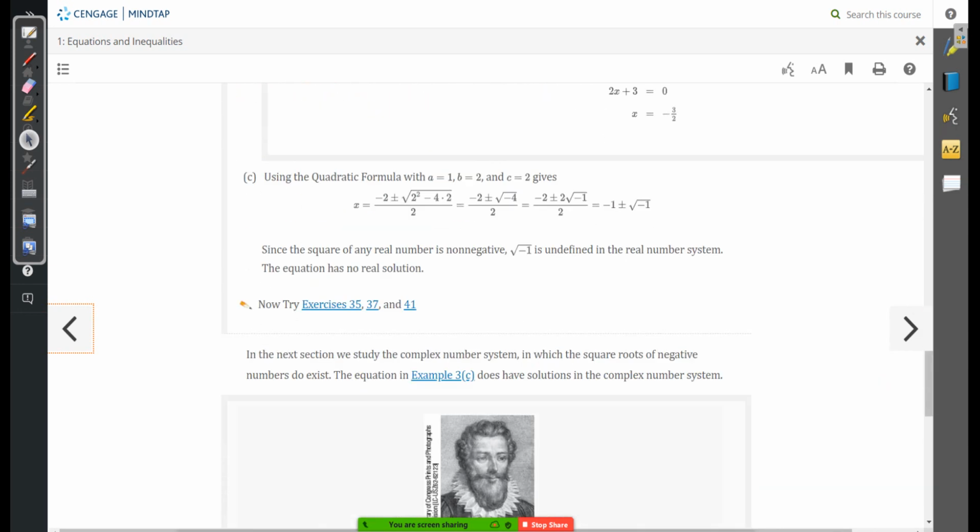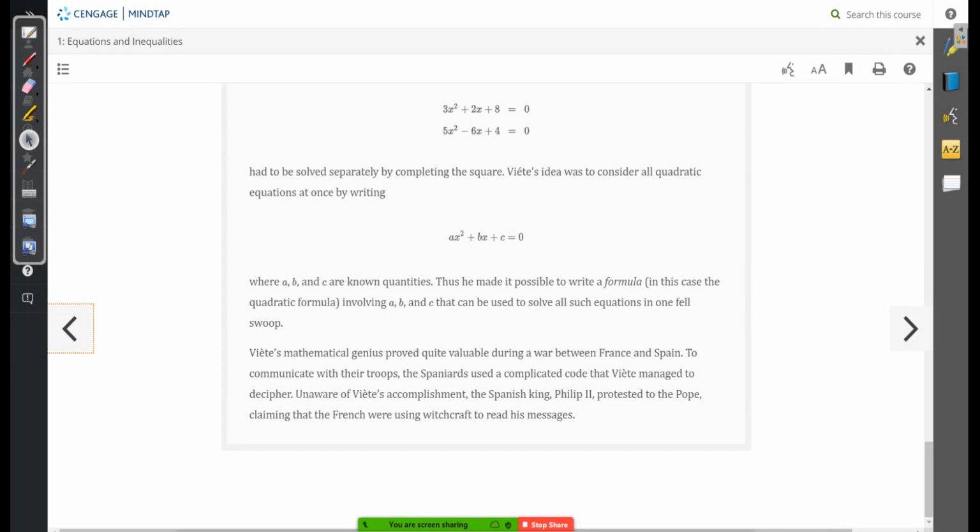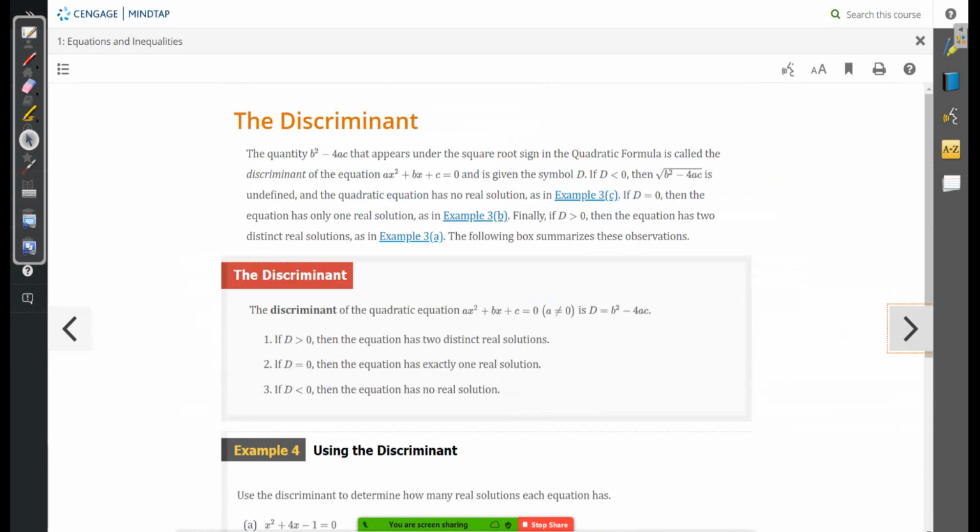Actually, you know what? I'm going to make you look up the solutions in the textbook because I want you to look at the textbook. Next up, we're going to talk about the discriminant. Okay, so the discriminant.